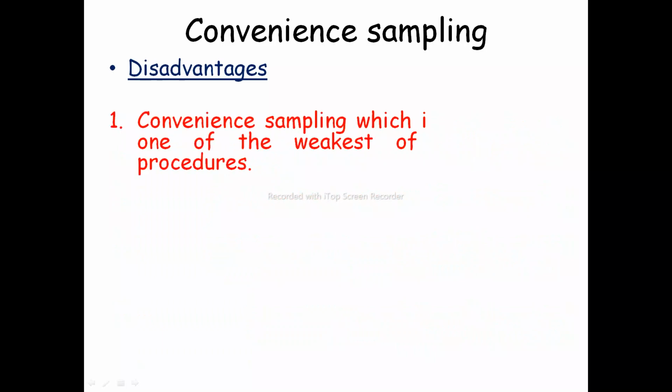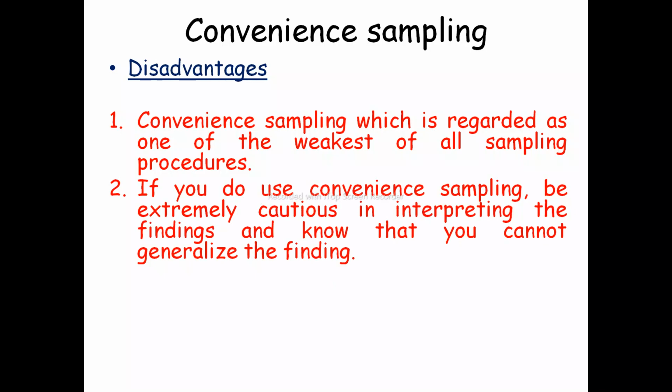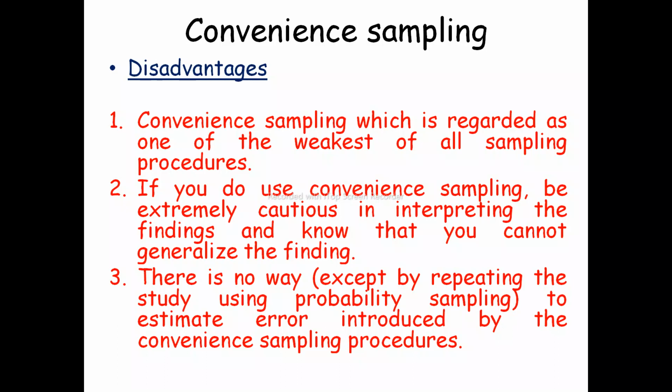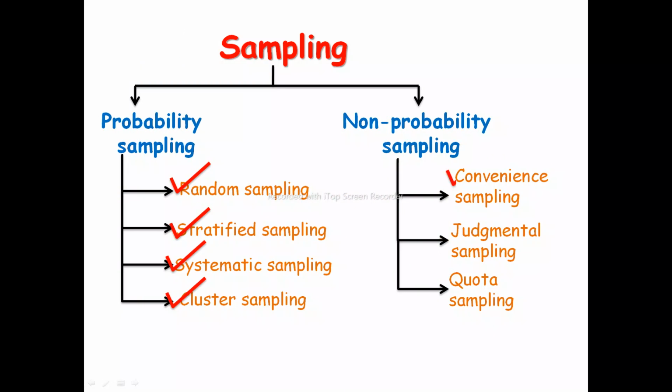Next, we shall check out the disadvantages of convenience sampling. Convenience sampling is regarded as one of the weakest of all sampling procedures. If you do use convenience sampling, be extremely cautious in interpreting the findings and know that you cannot generalize the findings. There is no way, except by repeating the study using probability sampling, to estimate the error introduced by convenience sampling procedures. So this was all about the disadvantages of convenience sampling.